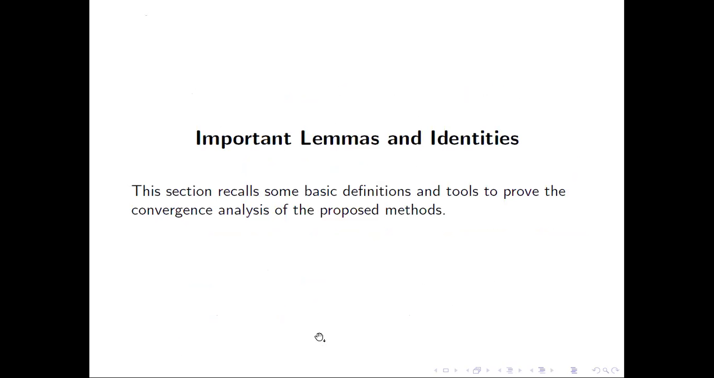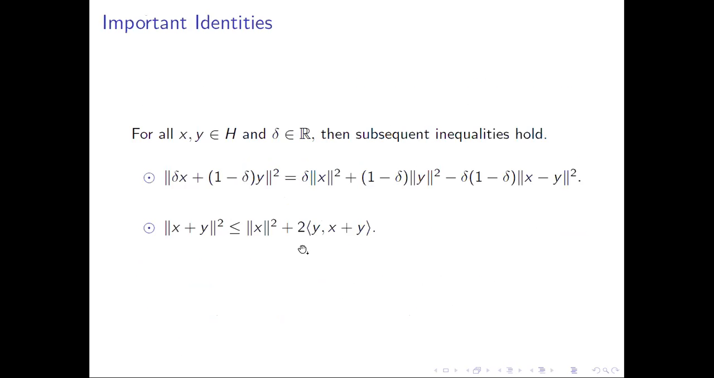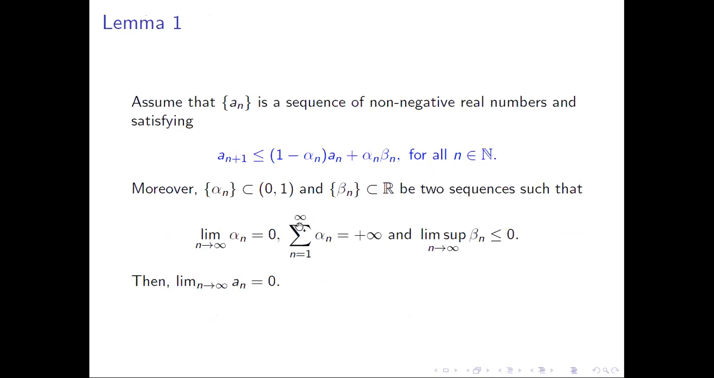Important lemmas and identities. This section will recall some important lemmas and identities. We know the metric projection is defined this way, and these are the properties of the metric projection. We have two important identities which are useful to prove the strong convergence of a sequence. We also have this lemma to prove the strong convergence of a sequence.